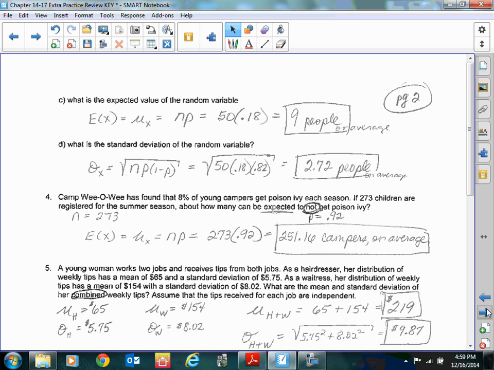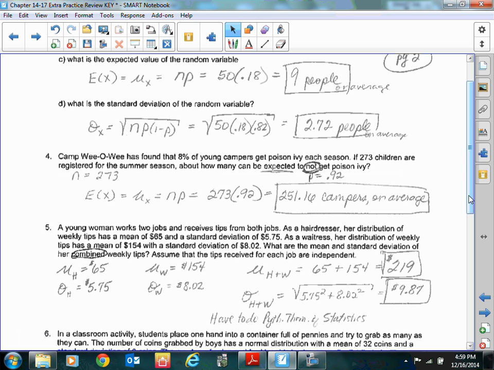All right. Now we get to formula. What's the expected value? N times P. And standard deviation, that's also straight up formula. Number 4 is also going to be straight up formula, but do notice it asks what's the expected number to not get poison ivy. So that probability is 0.92 because the probability of getting poison ivy is 8%. Just watch your nots on that.